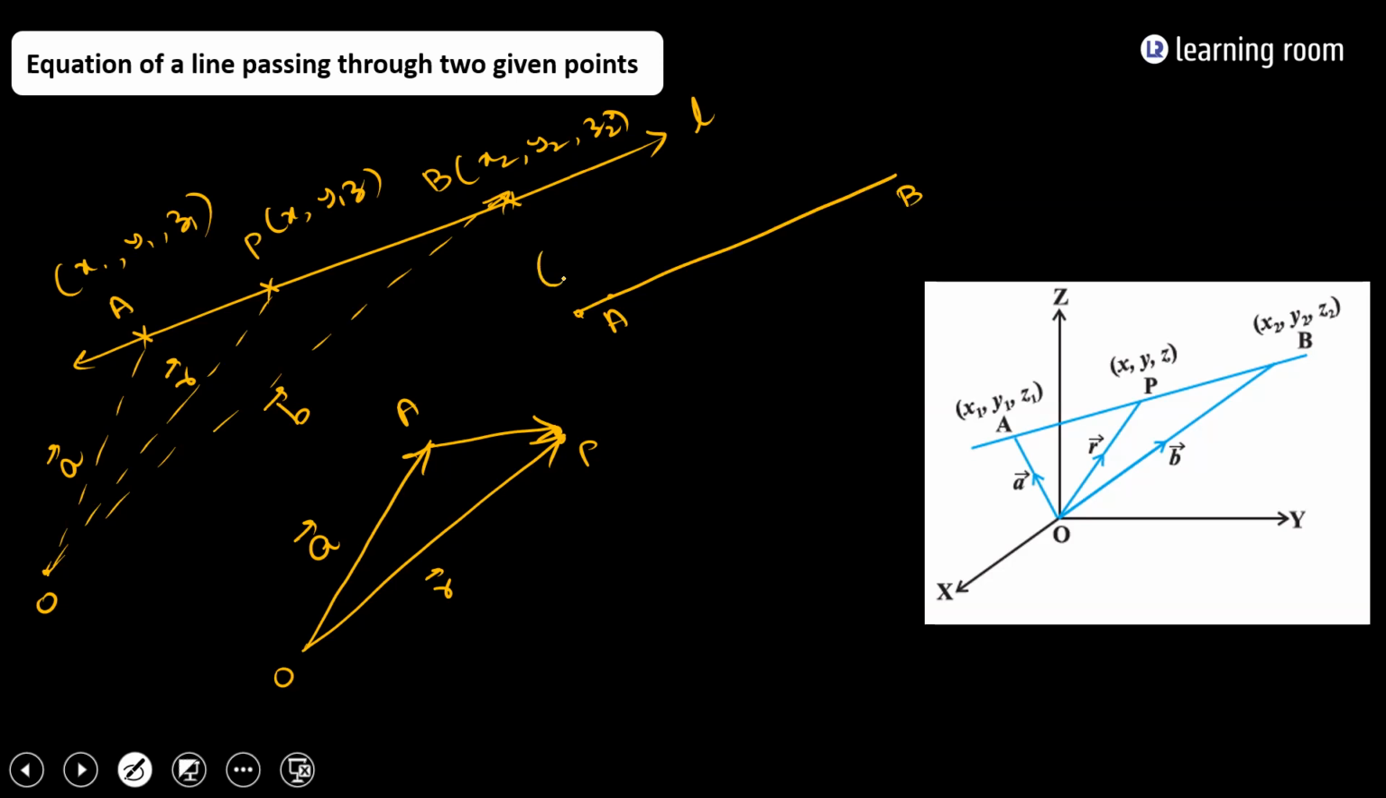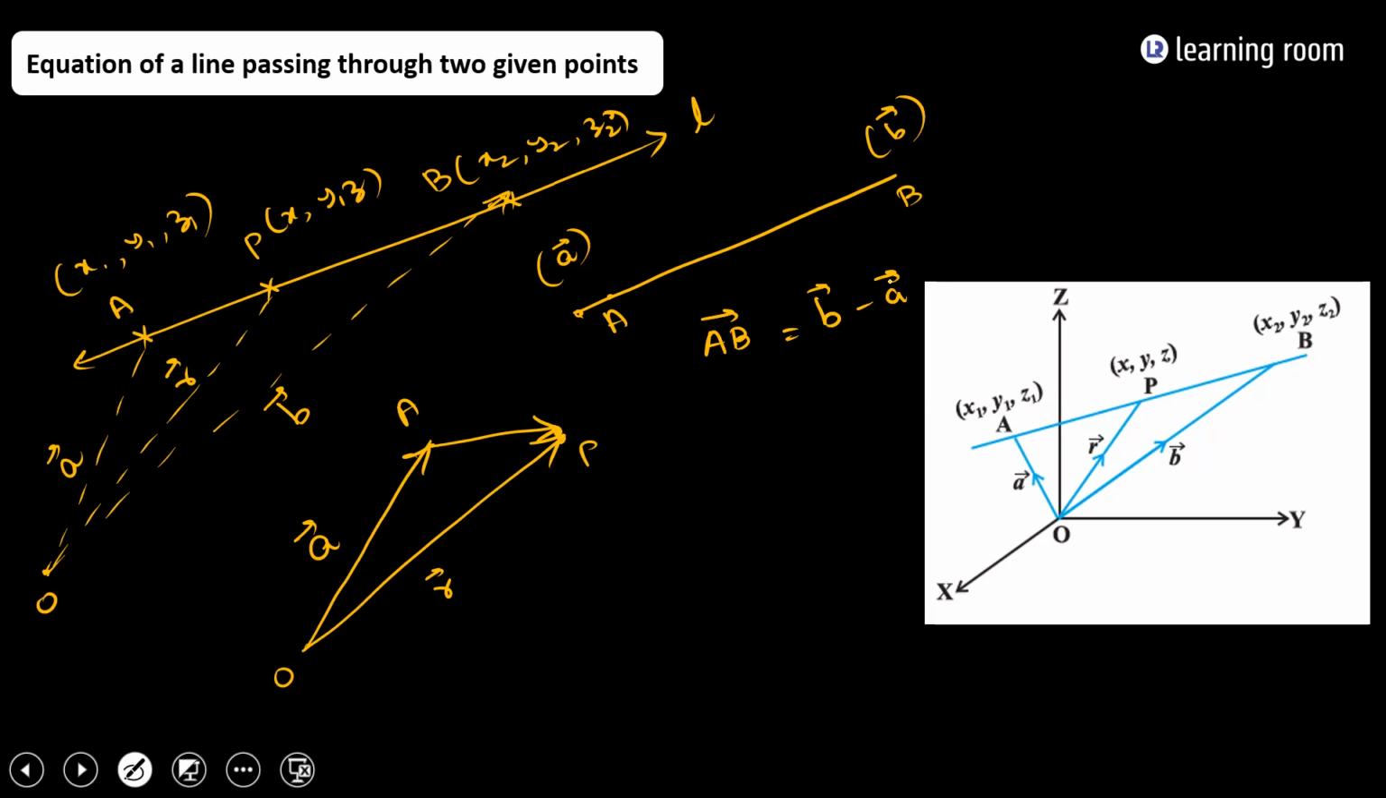Right? So A has the position vector A bar and B has the position vector B bar. Then what is AB vector going to be? It is going to be final position vector minus initial position vector. That is B vector minus A vector. Right? Now observe, AB vector is a part of AB vector.